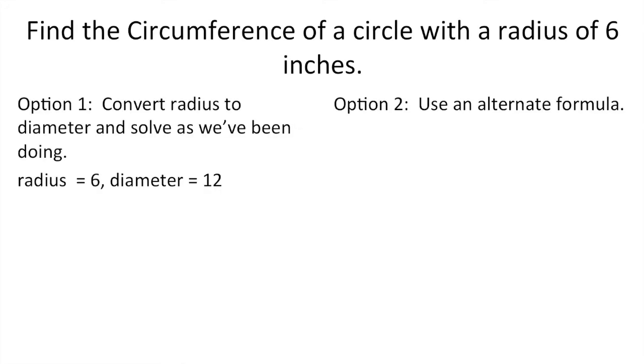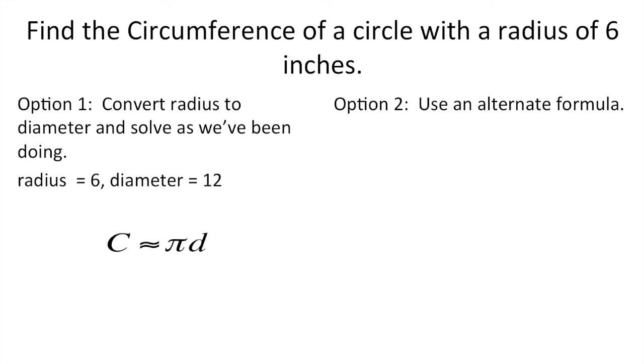All right, one more example. It's going to look a little bit different. It says find the circumference of a circle with a radius of 6 inches. So notice in this case I gave you the radius, not the diameter. Now we have two options. The first option on the left here, we can convert the radius to diameter and then solve as we've been doing. As we said in the beginning, the radius is always 1/2 the diameter, or the diameter is always double the radius. So if I know the radius is 6, well then I could just go ahead and know that the diameter is 12, and then just solve like I've been doing.